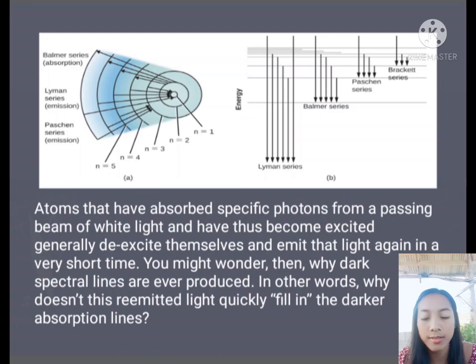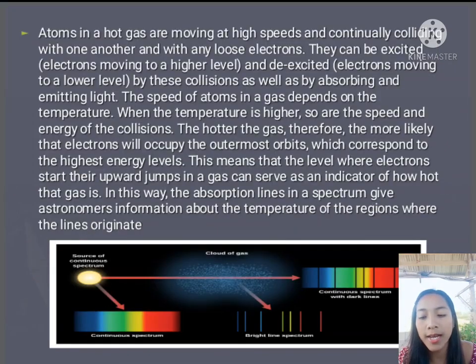Atoms in a hot gas are moving at high speeds and continually colliding with one another and with any loose electrons, so they can be excited. So electrons moving to a higher level are excited, and electrons moving to a lower level are de-excited, by this collision as well as by absorbing and emitting light. So the speed of atoms in a gas depends on the temperature. So yung speed ng atoms naman is depending on the temperature.